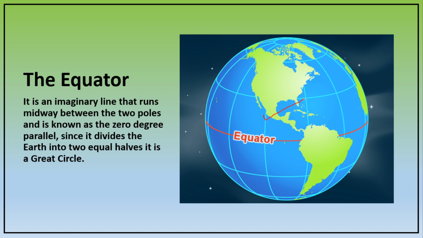So we have the northern hemisphere and the southern hemisphere and the equator is dividing the northern hemisphere and southern hemisphere equally. That is why it is known as a great circle. All other parallels are not great circles because they do not divide the earth into two equal halves.